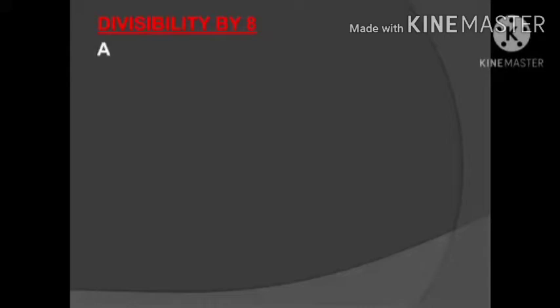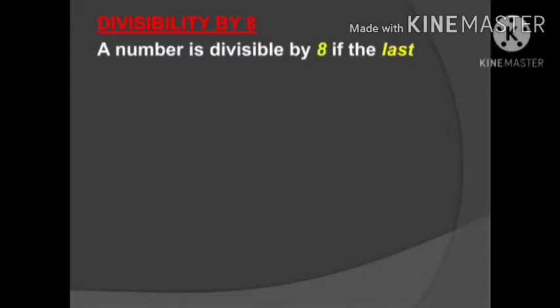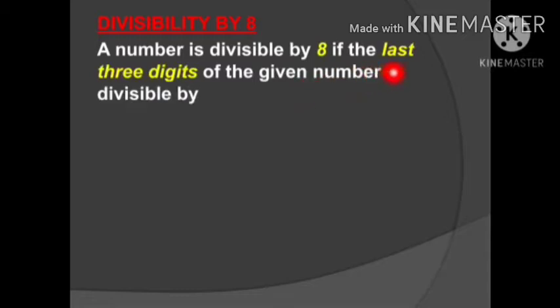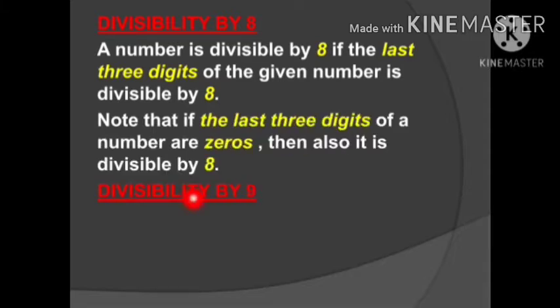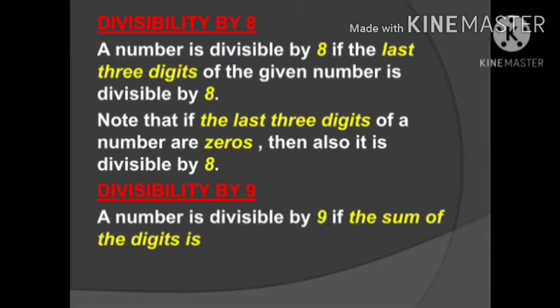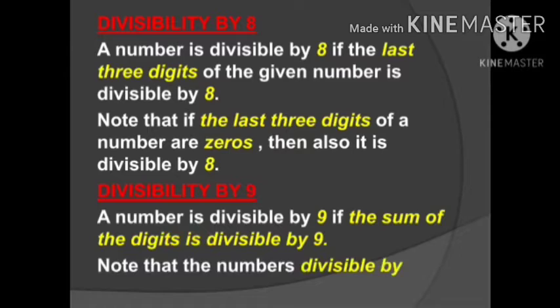Next one is divisibility by 8. A number is divisible by 8 if the last 3 digits of the given number are divisible by 8. Note that if the last 3 digits of the number are zeros, then also it is divisible by 8. Then divisibility by 9. A number is divisible by 9 if the sum of its digits is divisible by 9. And note it carefully, the numbers divisible by 9 are divisible by 3 also.